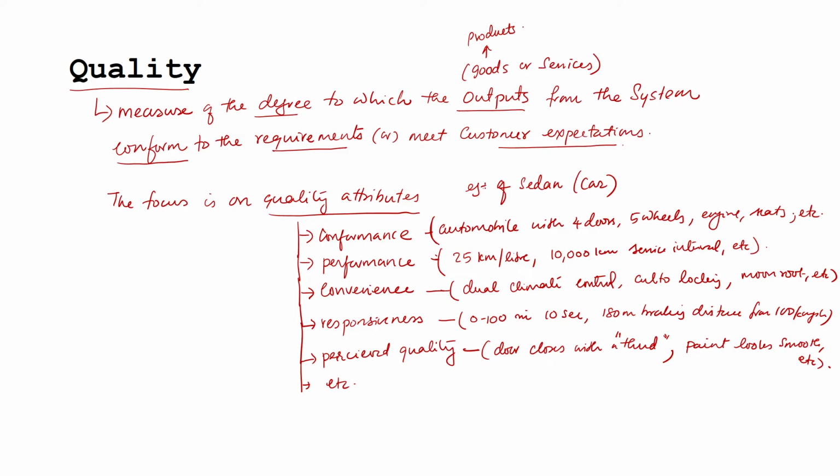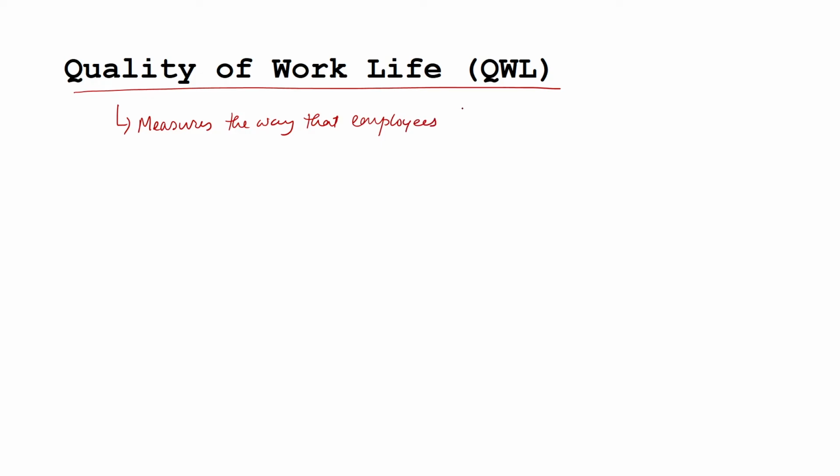Quality always has attributes, but it is the measure of how much the output, whether a product or a service, conforms to the requirements. So, that is the third aspect. Now, let us talk about the fourth aspect. It is called quality of work life, QWL. It measures the way that employees in a system respond to the socio-technical aspects of the system.